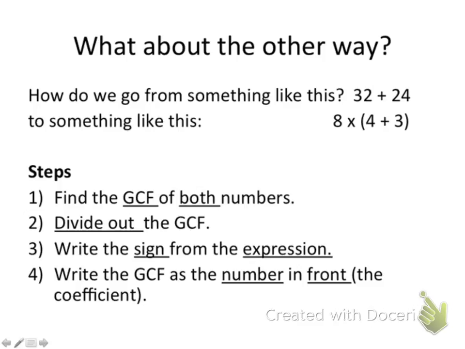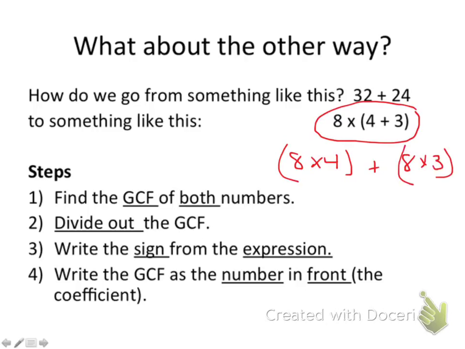Alright, in class we talked about how to go from something that looks like this to something that looks like this, where we distribute the 8 and the times to the 4 and we distribute it to the 3. But what about going the other way? How do we go from something that looks like this with numbers to something that looks like this?